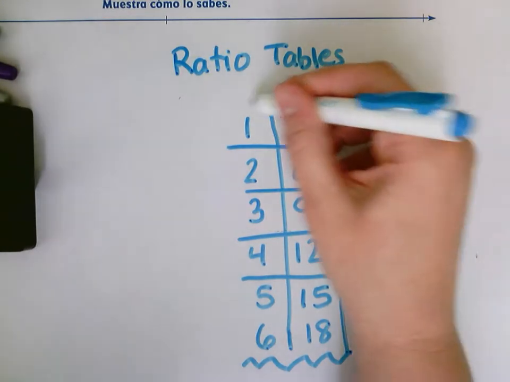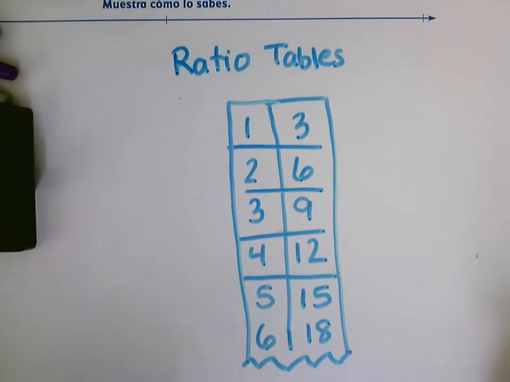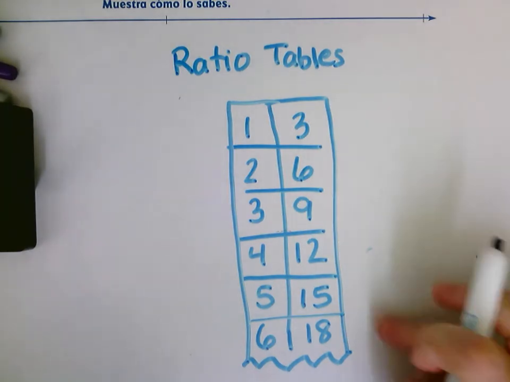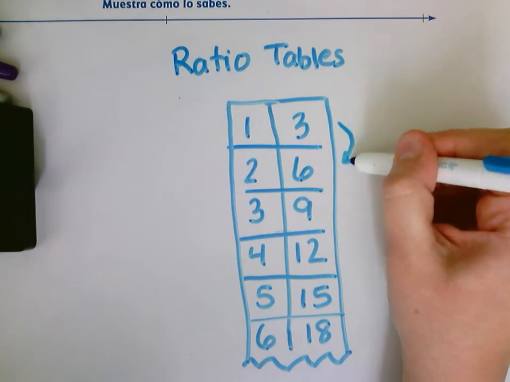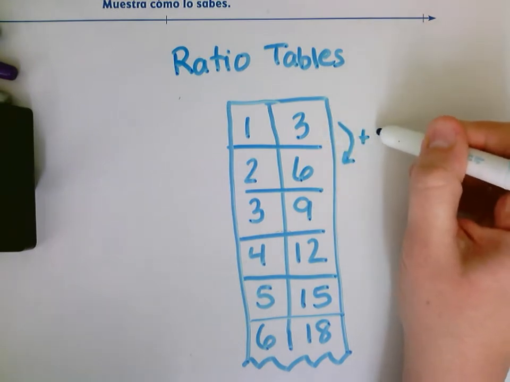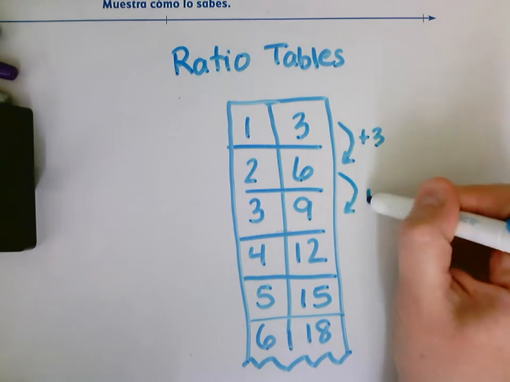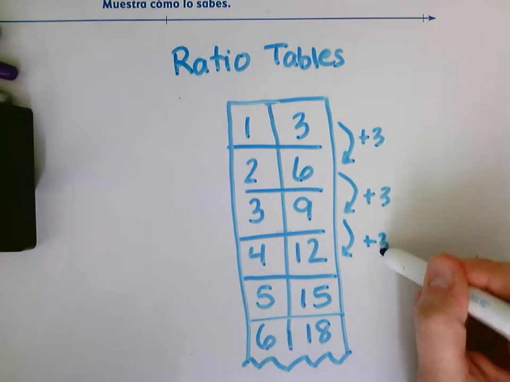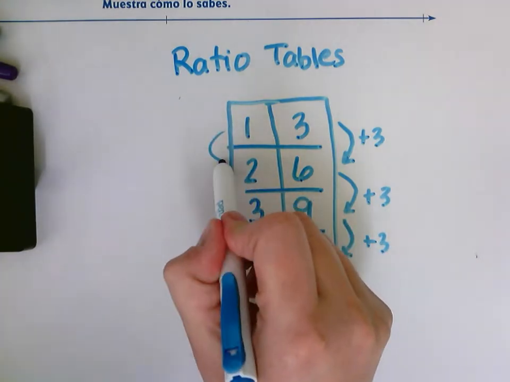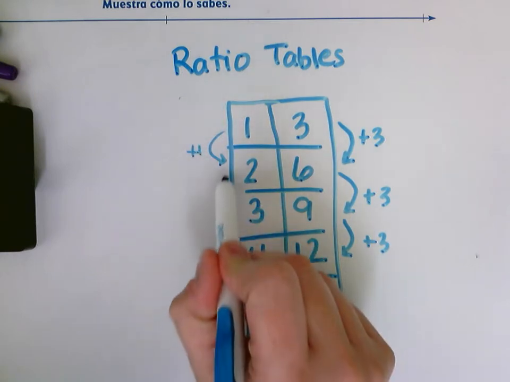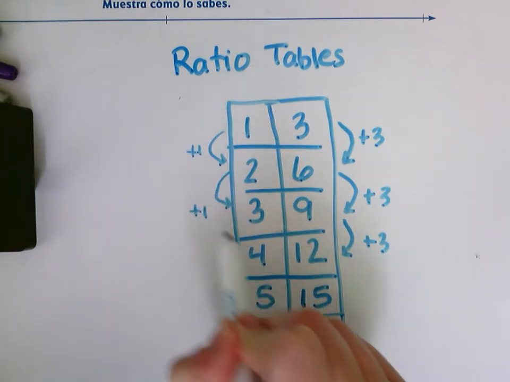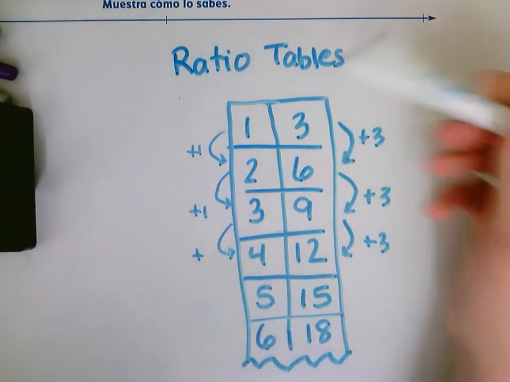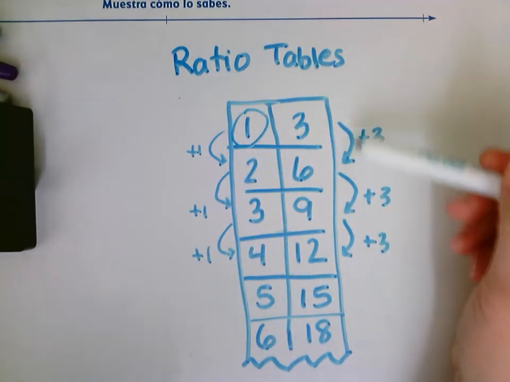Look at this ratio table. Is there anything you notice? Any patterns that you see? I notice that every time we move up this column, we are adding 3 more. So to get from one to the next, we're adding 3. Over on the left side, I notice that every time we're just adding 1 more. So while this side is going up by 1, this side is going up by 3.